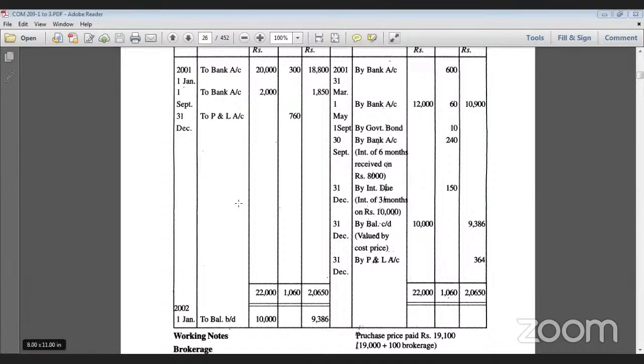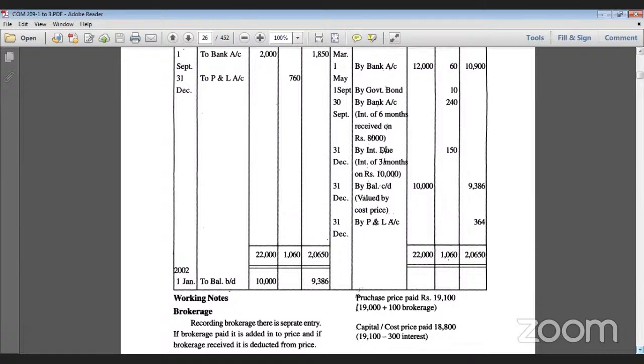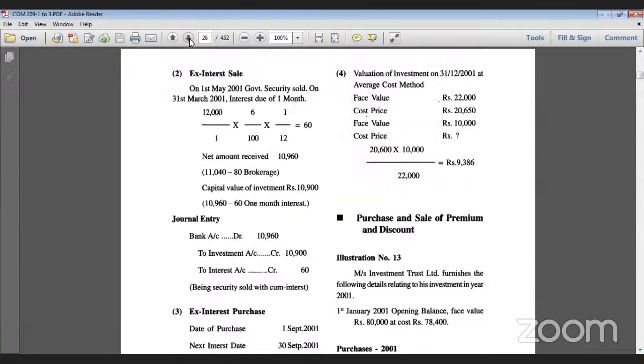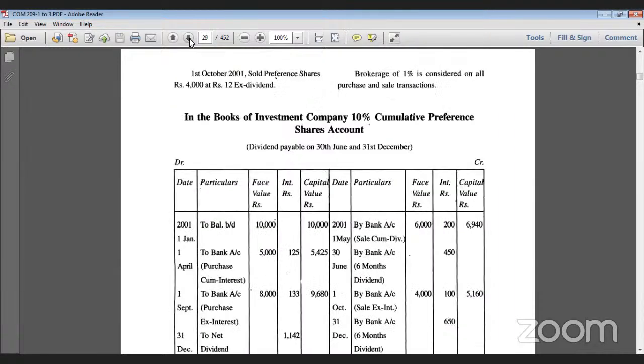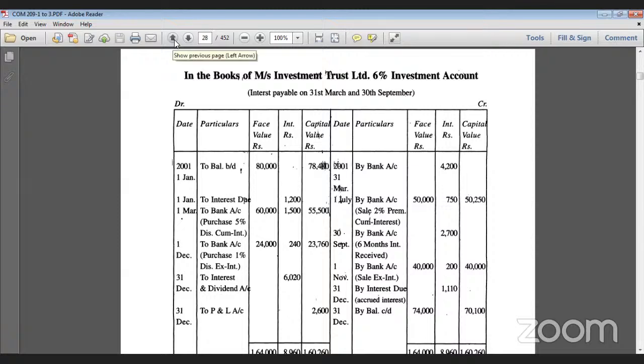In the last lecture we finished the investment cum-interest and ex-interest topic. Afterwards we will go for the brokerage and all that part. Today we will see one example for that.